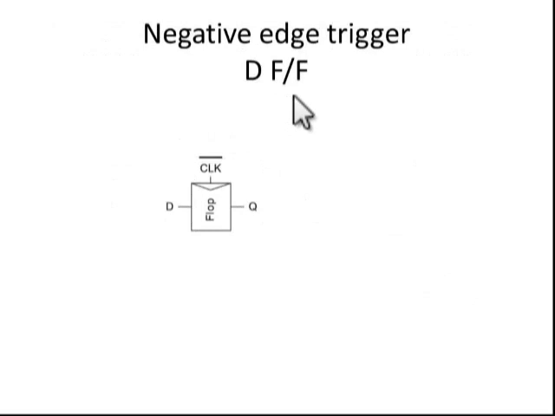So the last one is a negative edge trigger flip-flop, D flip-flop. So from the diagram itself, from the symbol itself, you can understand. That is, the clock bar is given. The clock bar means the second stage latch is a negative latch. So the first stage latch is a positive latch. Then you can draw the internal diagram yourself.